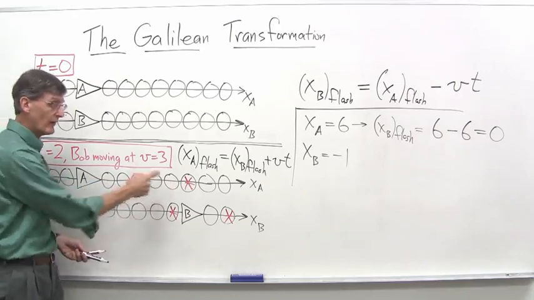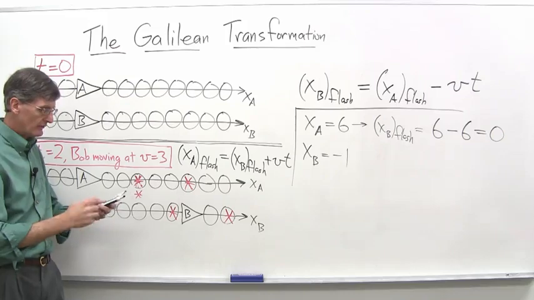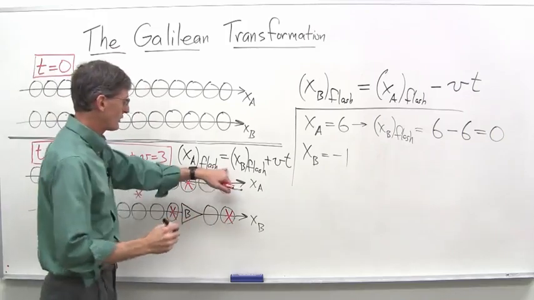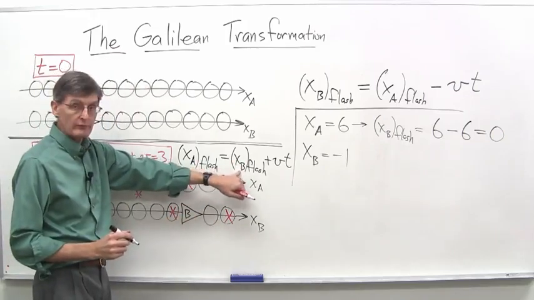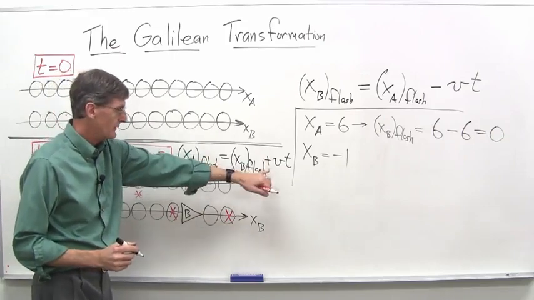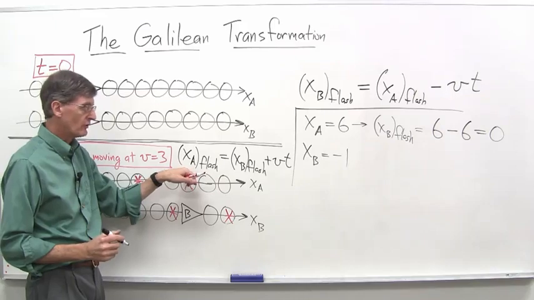1, 2, 3, 4, 5. So that's the answer we're looking for here. Let's see if it actually works. So here's the equation this time. We're given Bob's coordinate, and we're going to add vt, and that should give us Alice's coordinate.